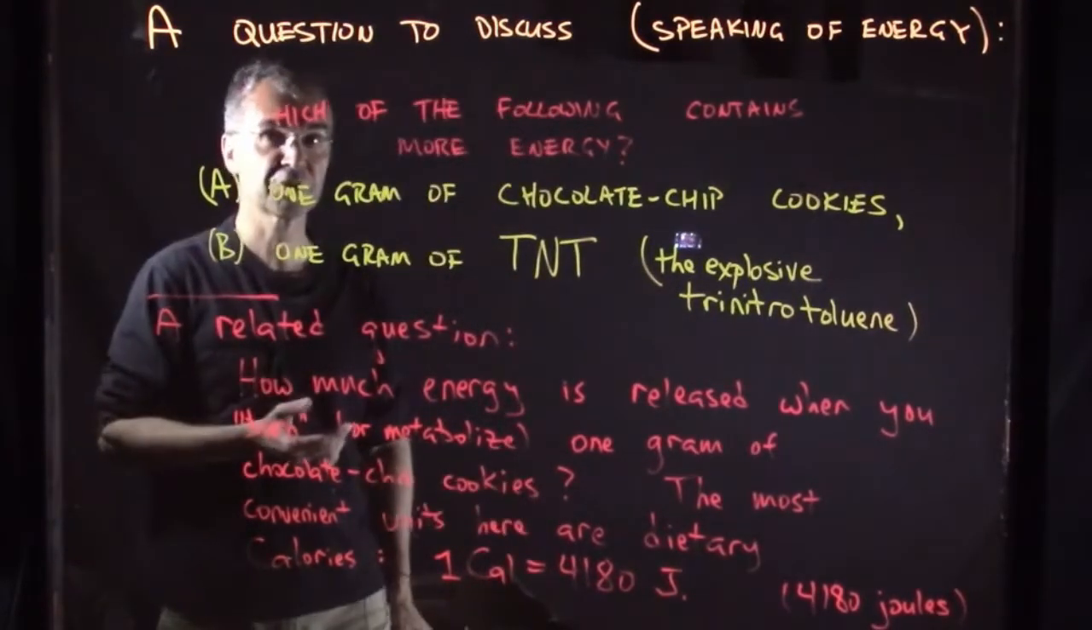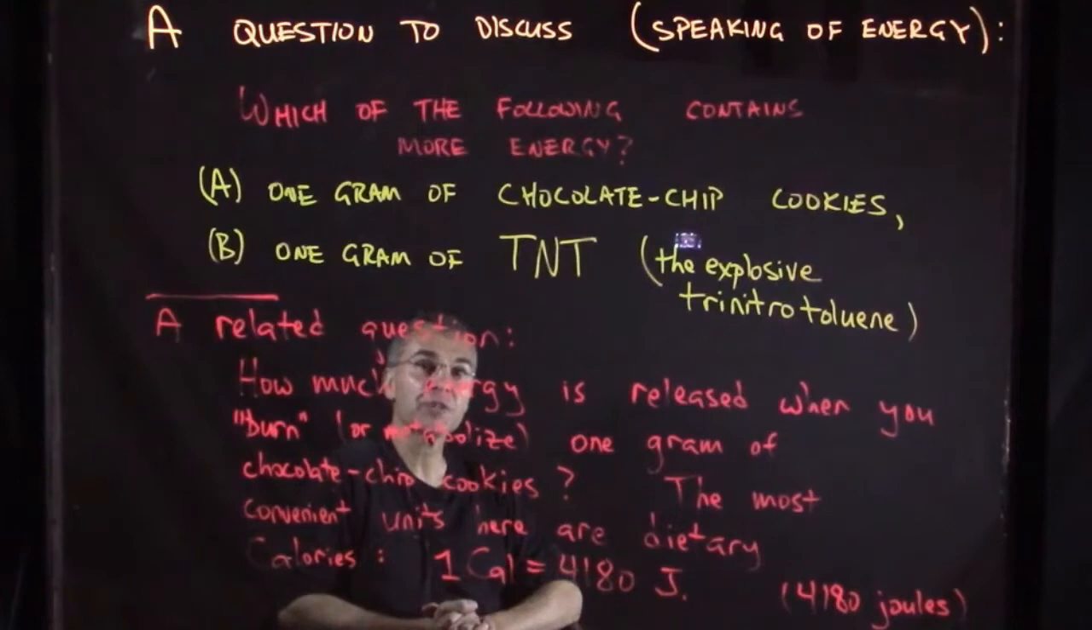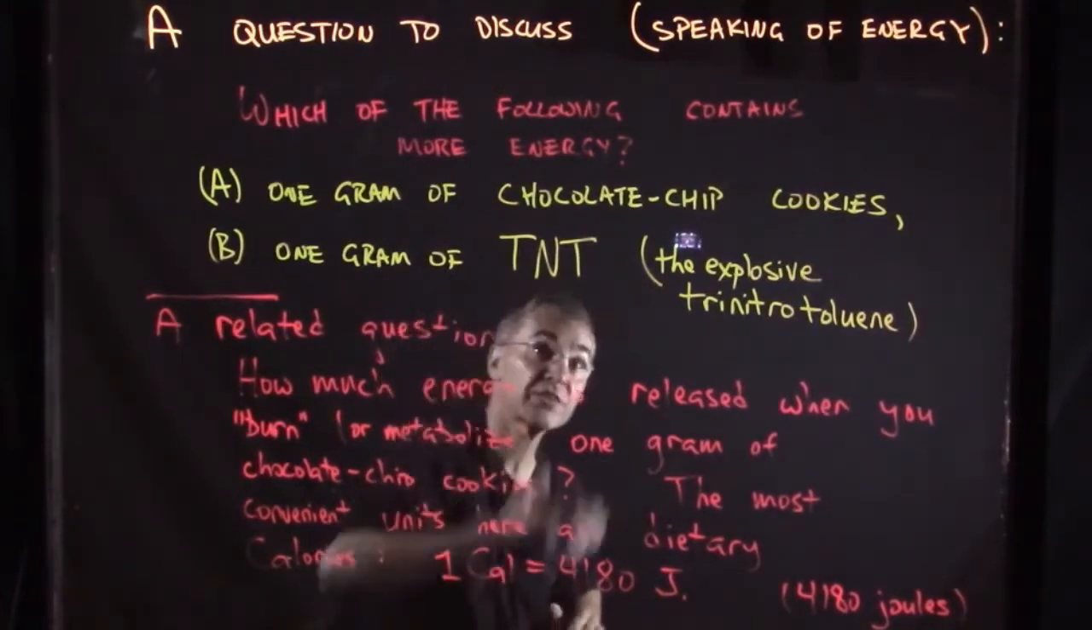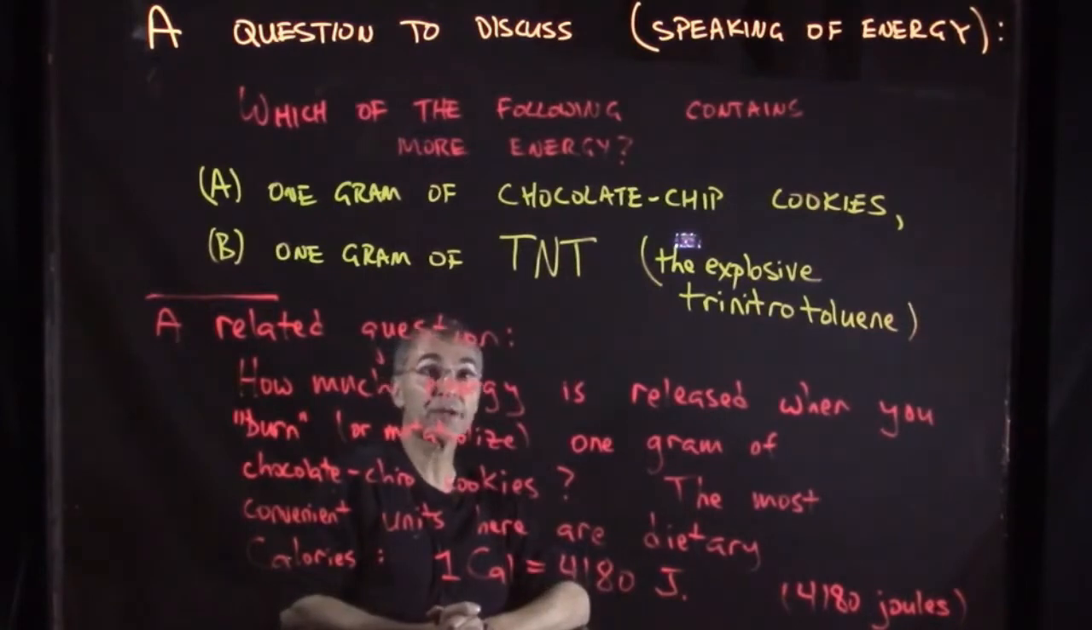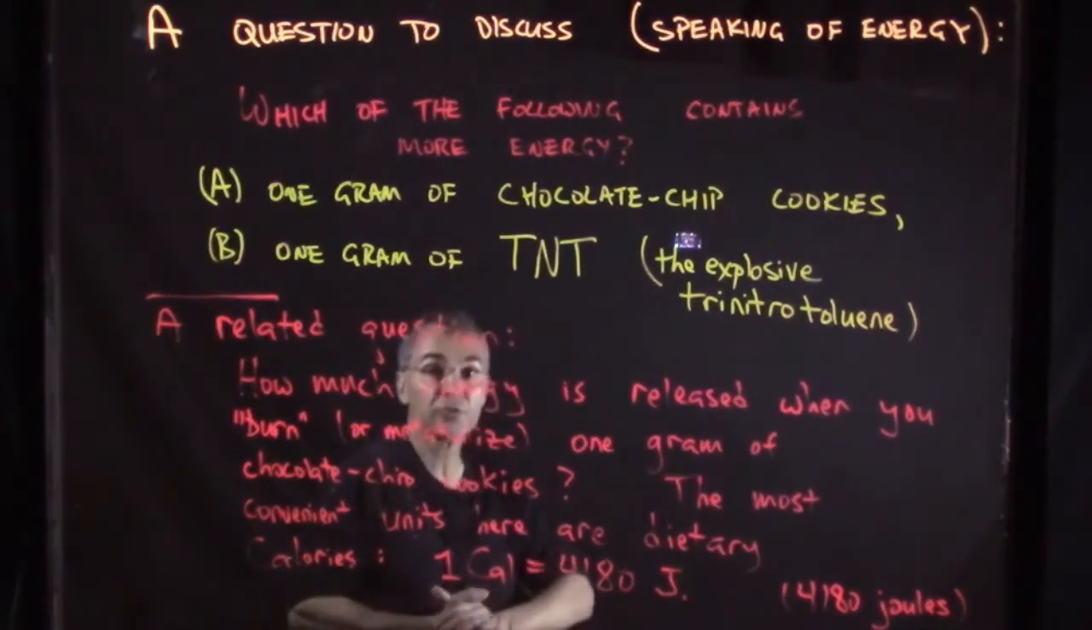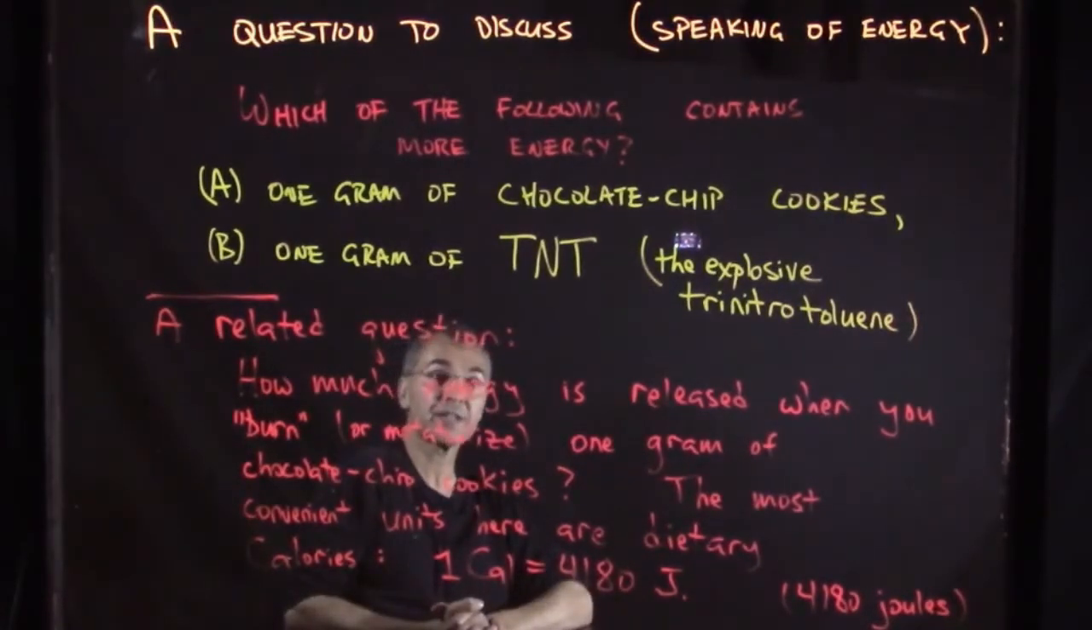There's no reason you should know the answer until you read chapter 1 of Physics and Technology for Future Presidents by the weekend. You'd say, well, TNT is an explosive. It must contain a huge amount of energy. Chocolate chip cookies are a snack. Why would a snack contain a huge amount of energy? But it actually turns out, as Richard Muller will tell you, and we'll briefly look at a table in a moment, a gram of chocolate chip cookies contains more energy than a gram of TNT.